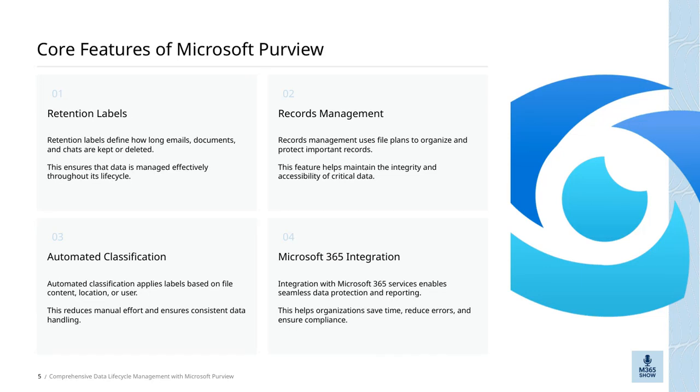Now, let's take a closer look at the core features of Microsoft Purview, starting with comprehensive data lifecycle management. One of the key strengths here is its integration with Microsoft 365 services, which allows for seamless data protection and reporting. This integration is crucial because it helps organizations save time, reduce errors, and stay compliant with regulations. Next, we have automated classification. This feature automatically applies labels based on the content of files, their location, or even the user handling them. The benefit here is that it reduces manual effort and ensures consistent data handling across the organization.